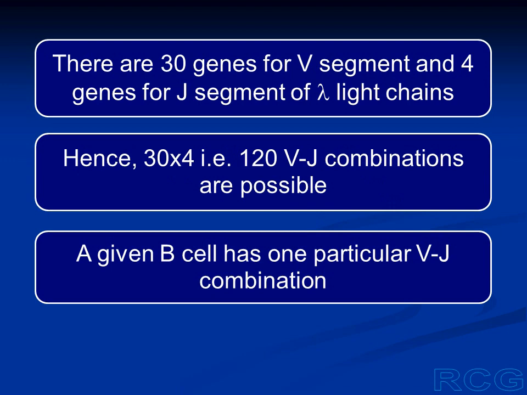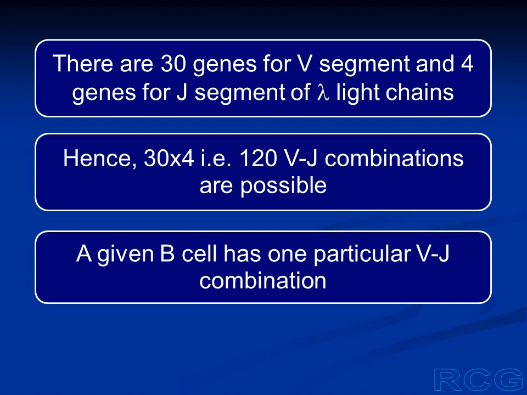We have 30 genes for V segment and 4 genes for J segment for the lambda light chains. So when one V segment gene combines with one J segment gene, the possible combinations are 30 multiplied by 4. So 120 different VJ combinations can be formed in case of lambda light chain.